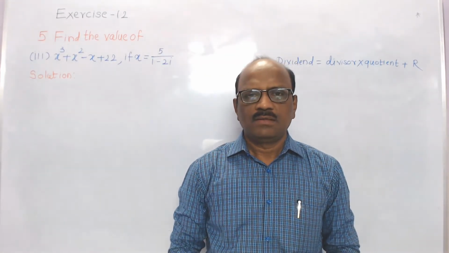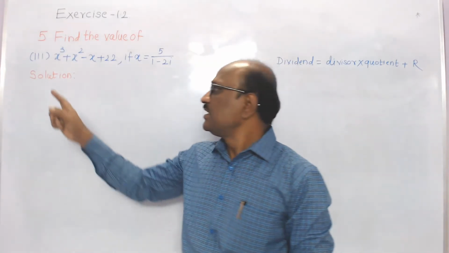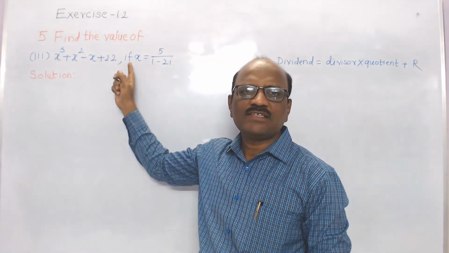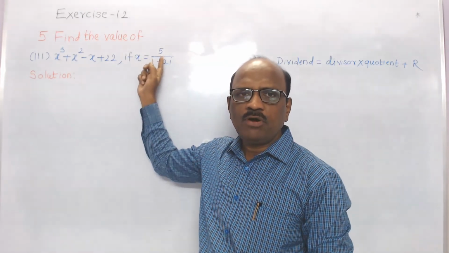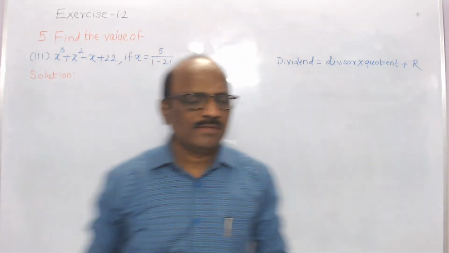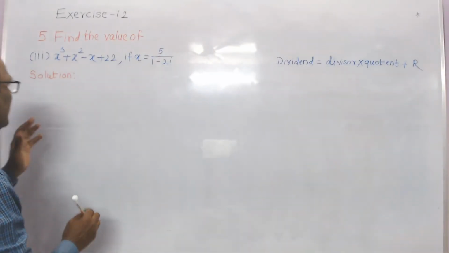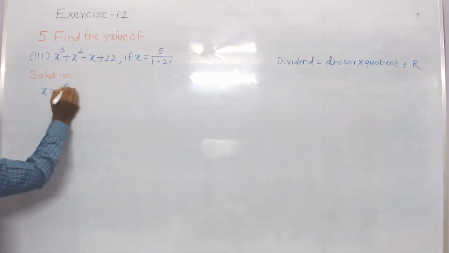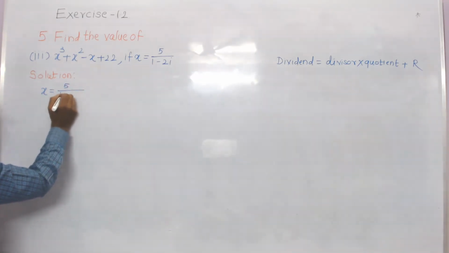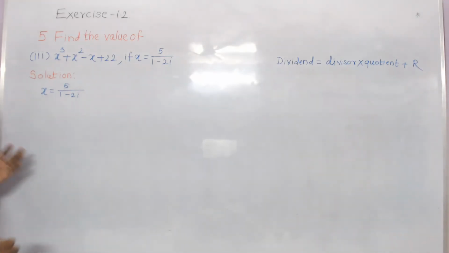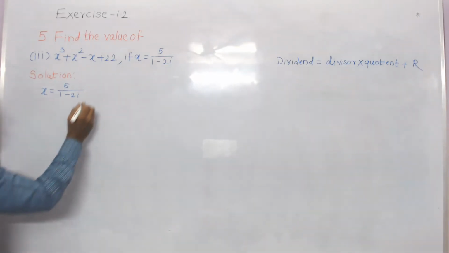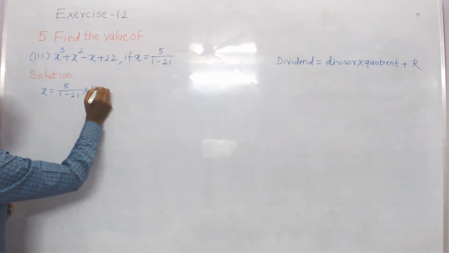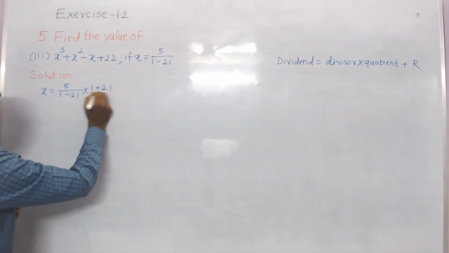Now the third problem is x cube plus x square minus x plus 22 if x is equals to 5 upon 1 minus 2i. Now here the x is in this manner, in this fashion. See this here, x is equals to 5 upon 1 minus 2i. We will simplify here. Multiplied the numerator and the denominator by the conjugate of 1 minus 2i, which is 1 plus 2i.